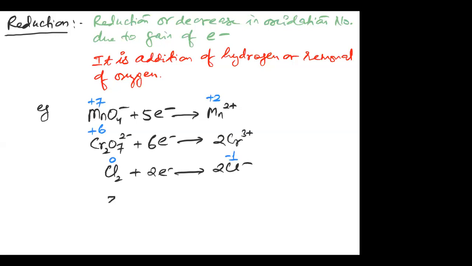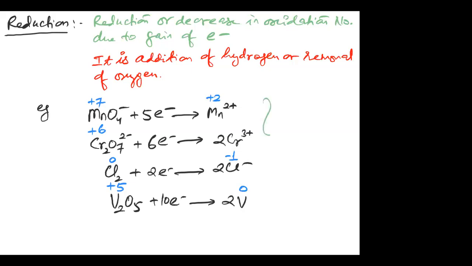Same, let's say it is V2O5, vanadium pentaoxide. It will gain a few electrons and convert into 2 vanadium. Here the oxidation number of vanadium is +5, and here the oxidation number is 0. So if we add, let's say, 10 electrons in total, the total oxidation number of 2 vanadium on the reactant side is +10. On the product side it is found to be 0. So you have to add 10 electrons with V2O5 such that it will convert into 2 vanadium.